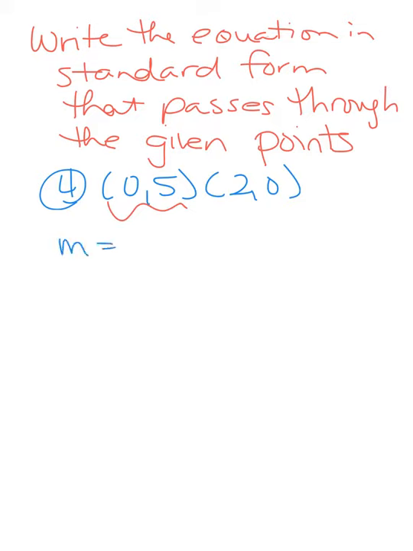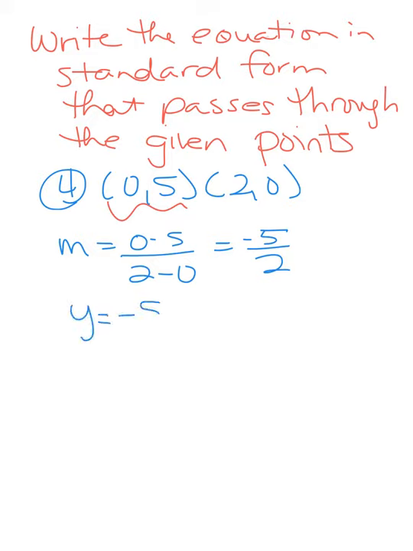So I have slope is equal to 0 minus 5 over 2 minus 0, which gives me negative 5 over 2. That's my slope. Because I have my y-intercept, I can go right into slope-intercept form if I'd like. So I have y is equal to negative 5 over 2 x plus 5, right? Because here's my y-intercept right here. Now again, this is slope-intercept form. I need to get that in standard form.